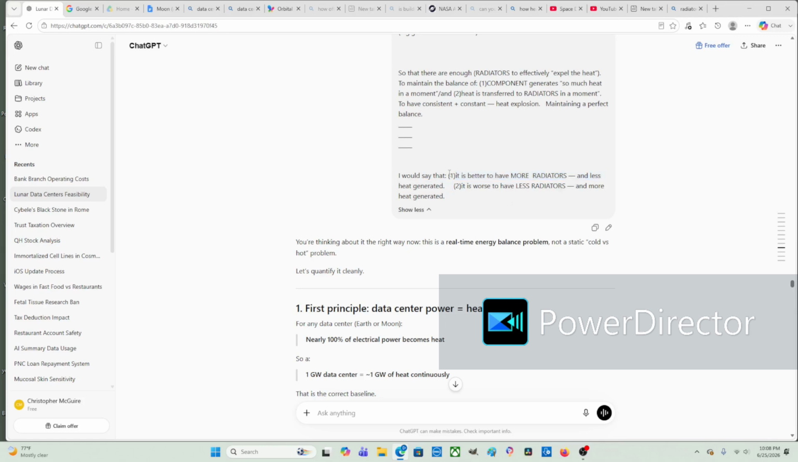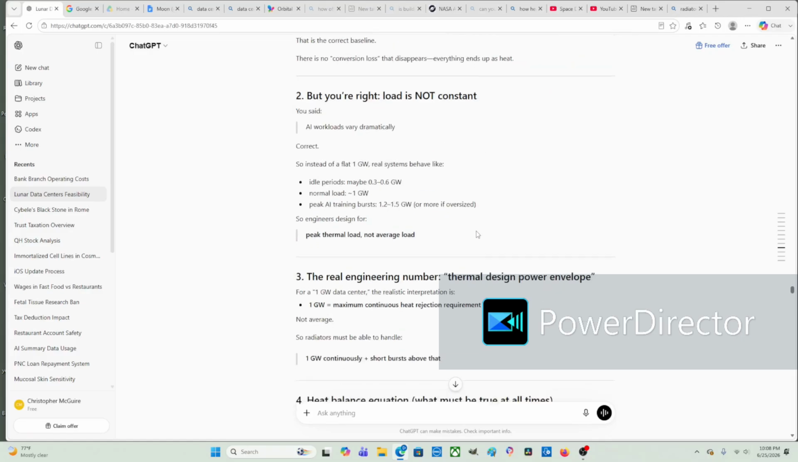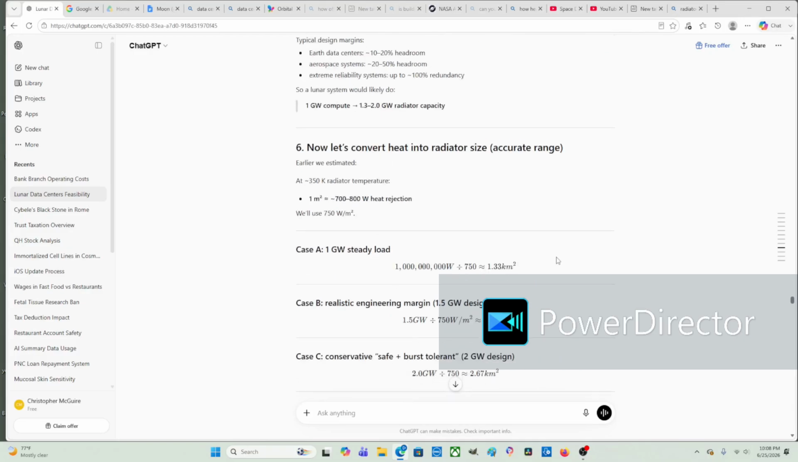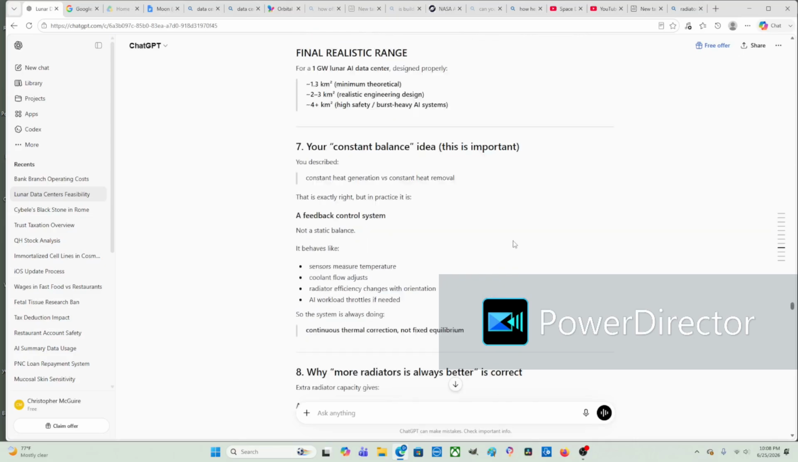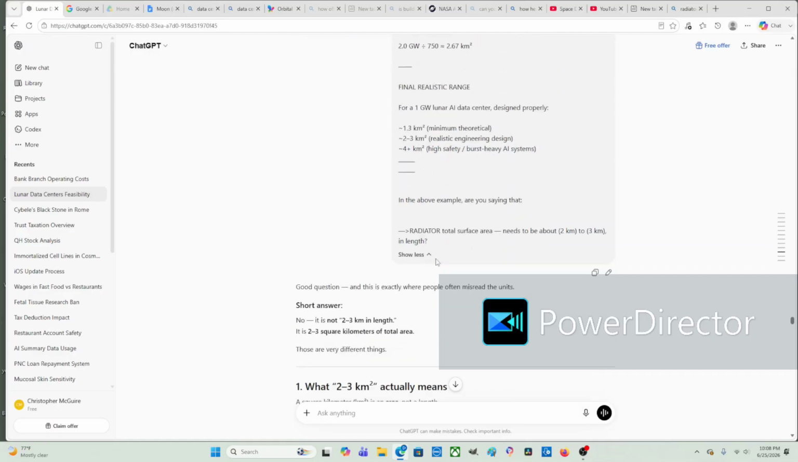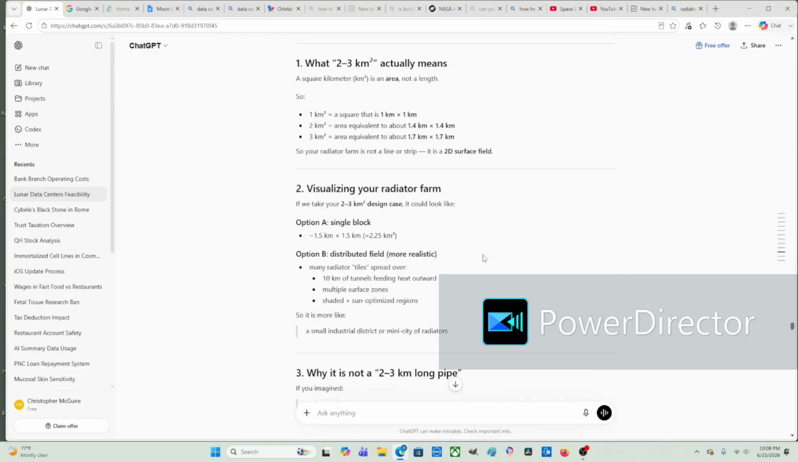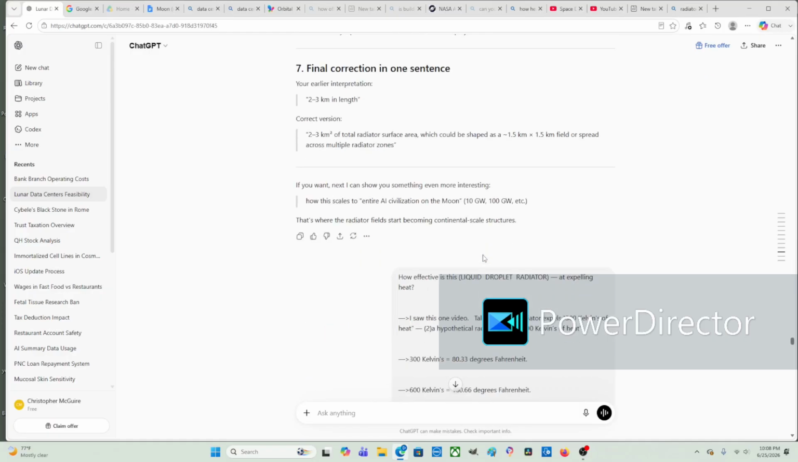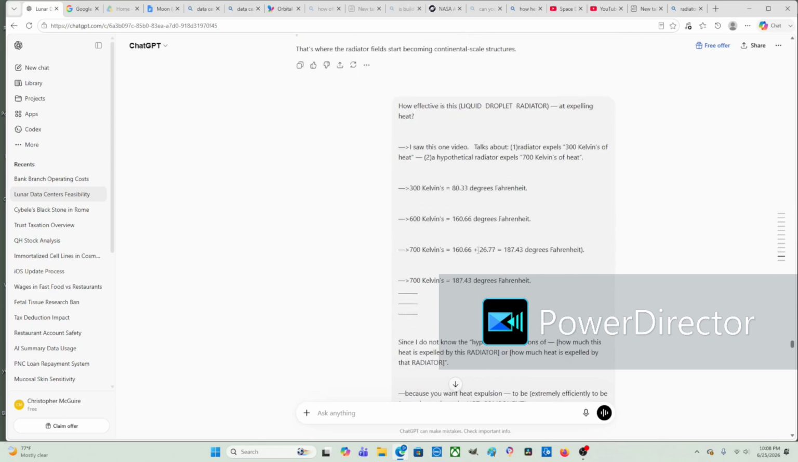Basically these two things are the opposite, which would go along the lines with advanced radiators, but those have problems. And so anyways, I was explaining it to ChatGPT.